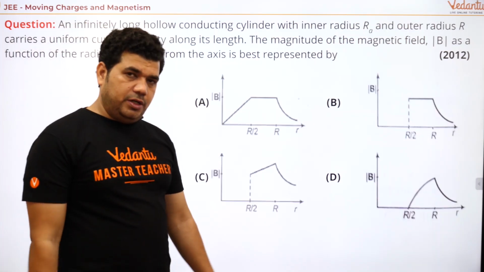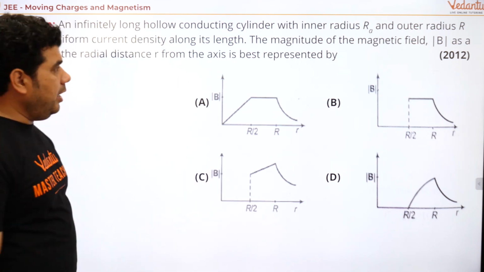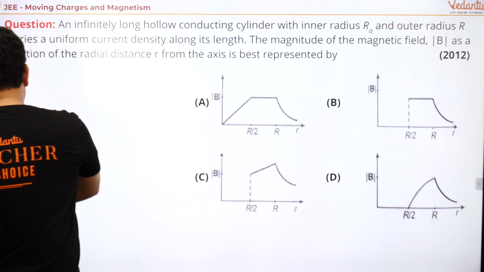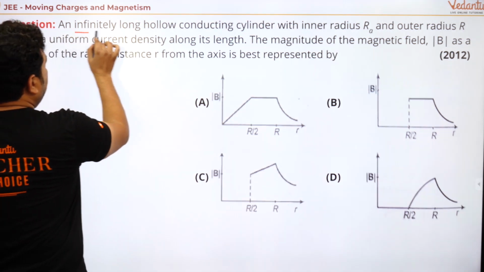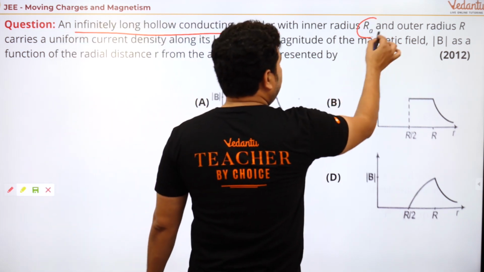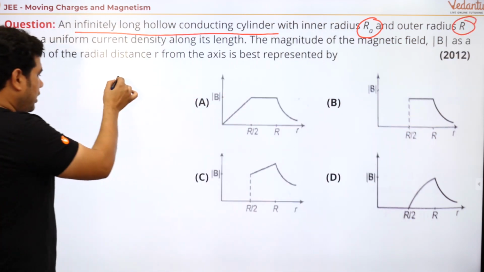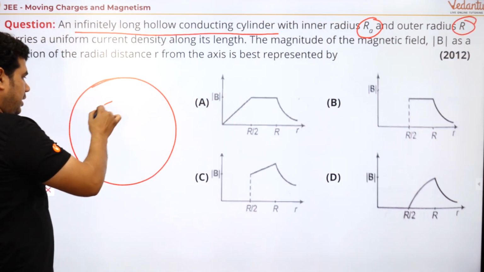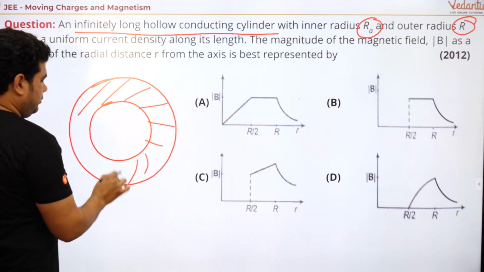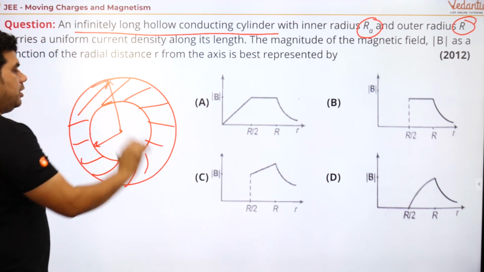ग्राफ फॉर द मैग्नेटिक फील्ड, वेरी इजी क्वेश्चन. आप सिर्फ देख के कर सकते हैं, बहुत ज्यादा टाइम नहीं लगाना है. The question is: infinitely long hollow conducting cylinder, inner radius and outer radius. तो अगर आप देखोगे कि इसके पास इस तरह से hollow है, current is only here, this is inner radius and this one is outer radius.